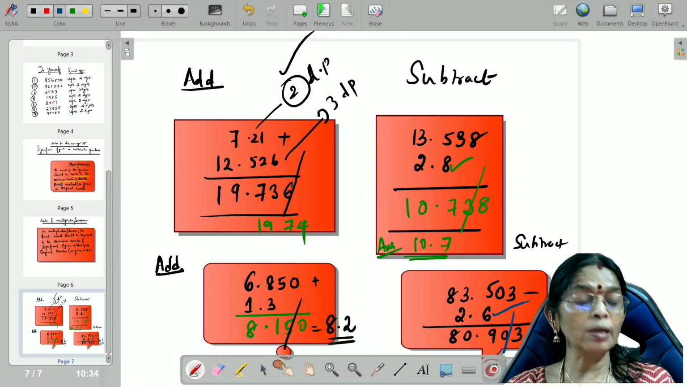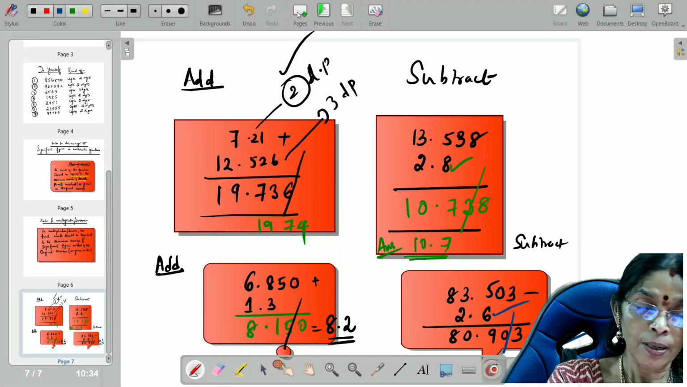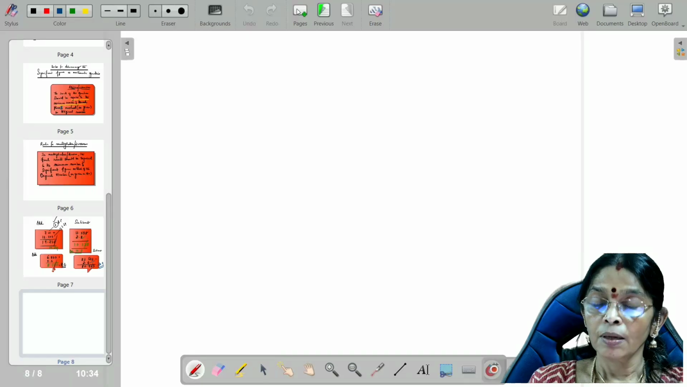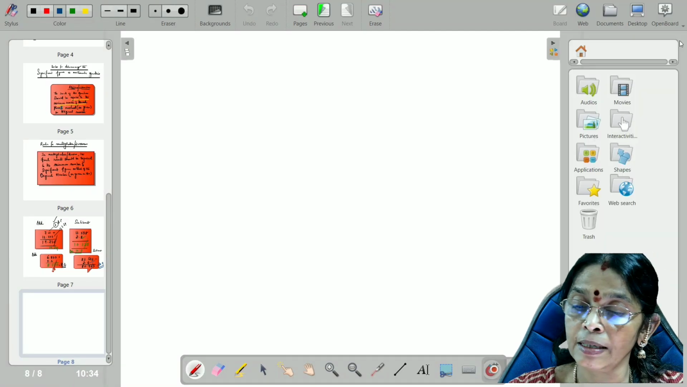Hope you understand this, children. Next we will go to the next page, that is multiplication. So we will take that next one, multiplication.